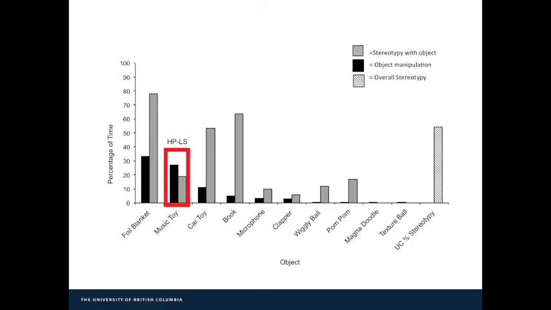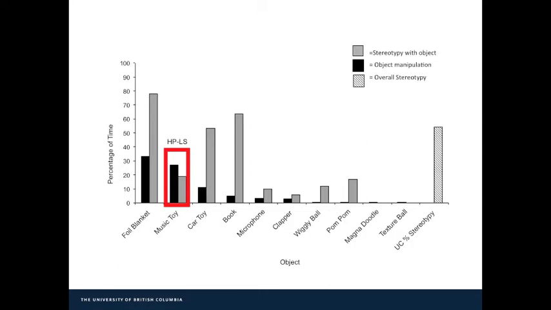The gray bars represent stereotypy that occurred with each individual object. So of the time that participant engaged with that object, what percentage of that time did they also engage in stereotypy? The black bars show the percentage of time of object engagement with that item. And this hash bar shows the overall level of stereotypy during the entire session, regardless of what item the person engaged with. So of the full assessment, how much time were they engaged in stereotypy?